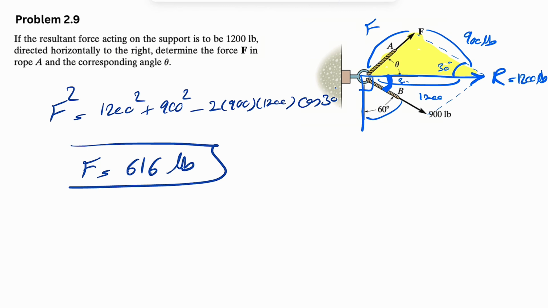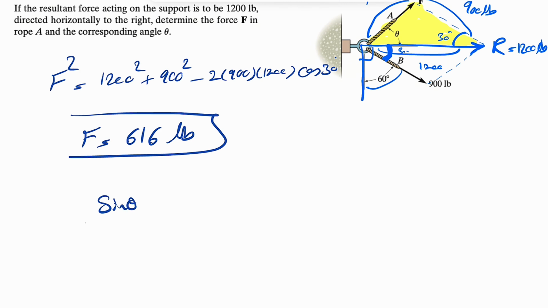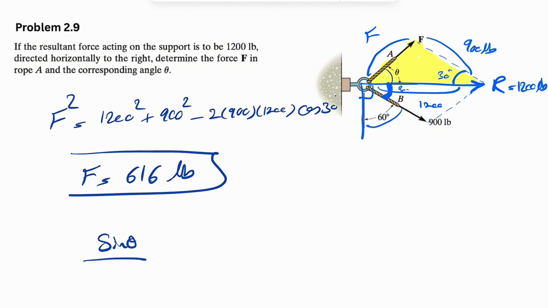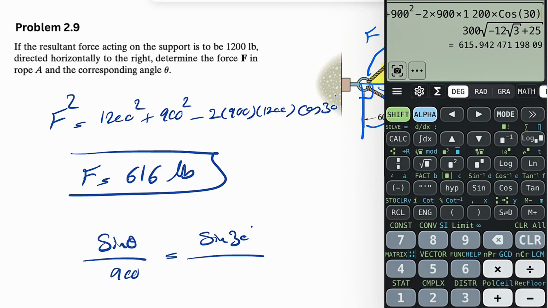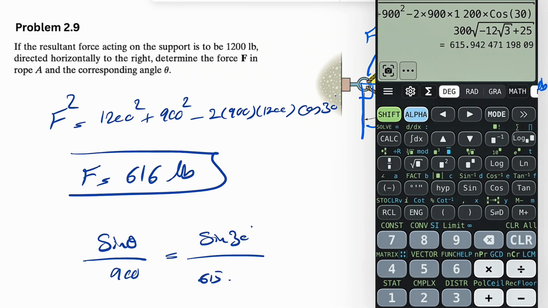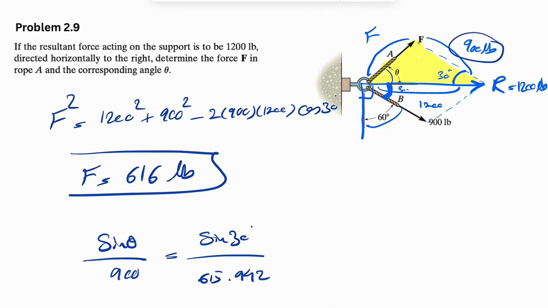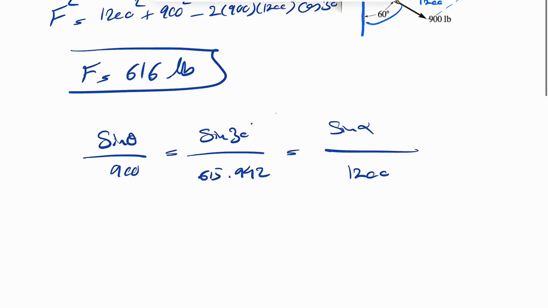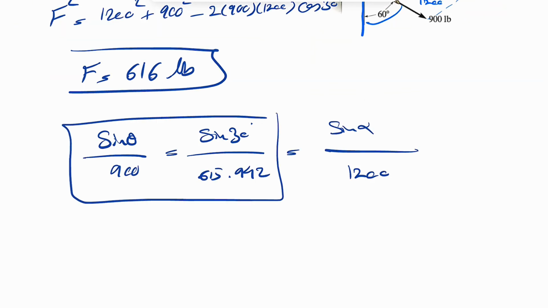And for finding the angle theta, we're going to use the law of sines. For applying the law of sines, we have sine of theta over the side that is facing this angle, 900, is equal to sine of 30 degrees over F, which we found. Let's just have it a little bit more accurate here, because otherwise our answer is going to be a little bit off. So let's just keep it to 3 decimal places. And also we have sine of this angle here, which we can call alpha. We don't need it; I'm just trying to write the whole law of sines. So we can use only these two to figure out our theta.